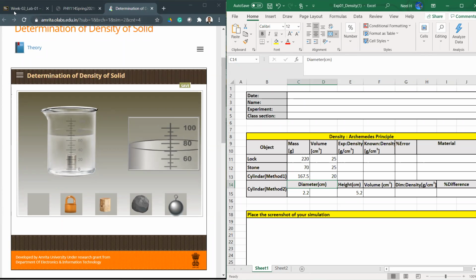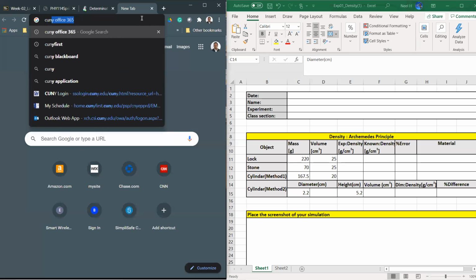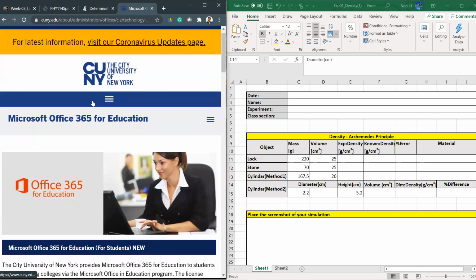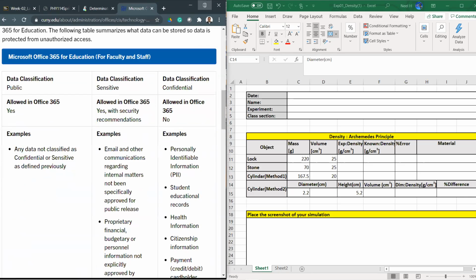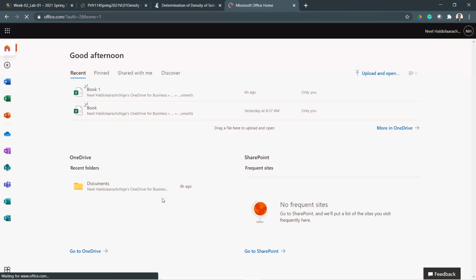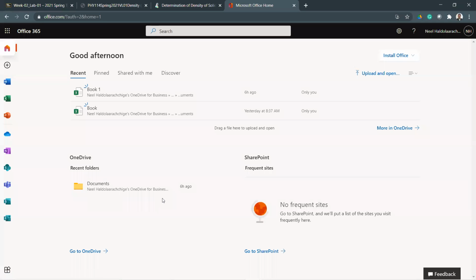Also, I think I forgot to mention that in case you still have trouble with Microsoft Excel and Office, you can download the package directly. Just Google CUNY Office 365. Just search on Google, then this page will show up. Just click on there, and then you can download the whole Office package free of charge. Click login into Office 365. It will ask for your CUNY username and password, your CUNY First username and password. You put that in, then you will go into this page.